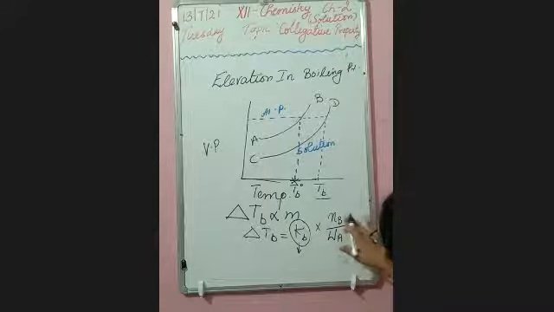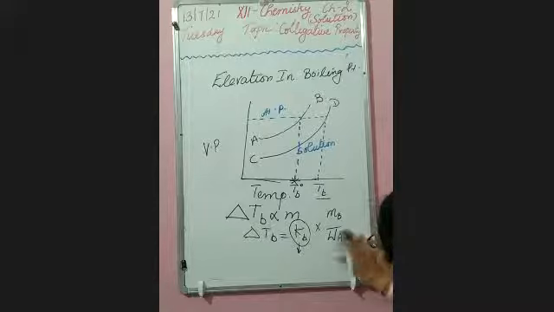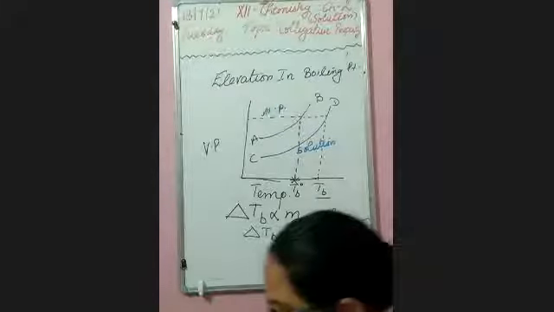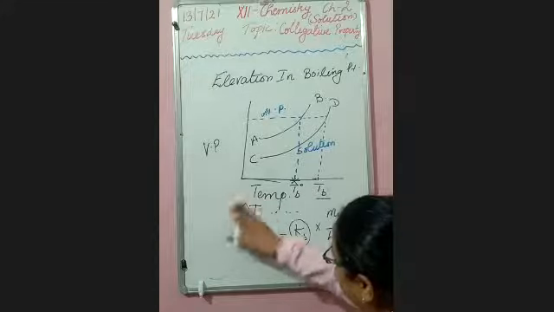Okay. Now, the number of moles of solute can be given as mass of solute over molar mass. And if the weight of solvent is in grams, it should be converted into kg. That should be divided by 1000. This 1000 goes upward.